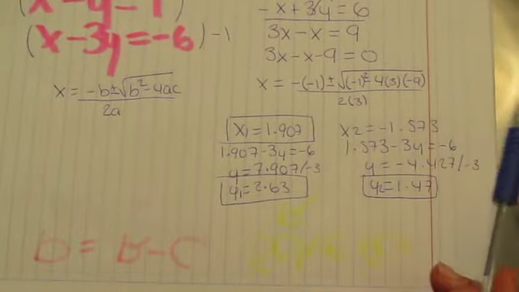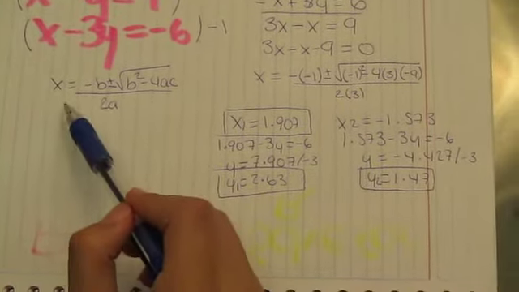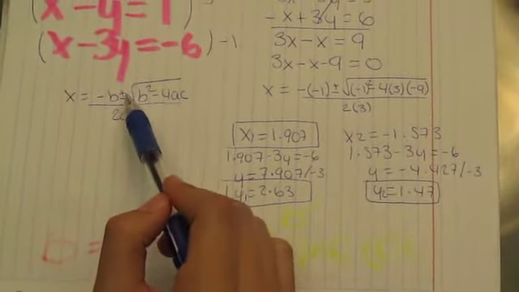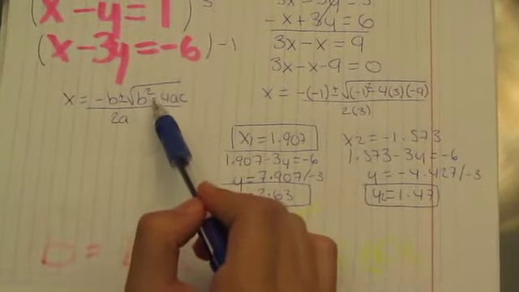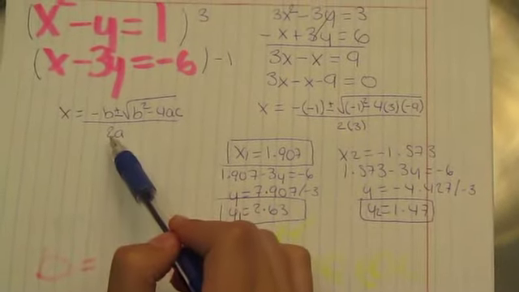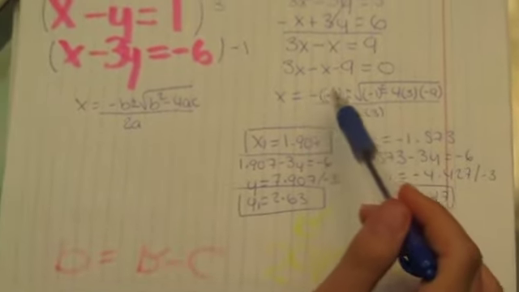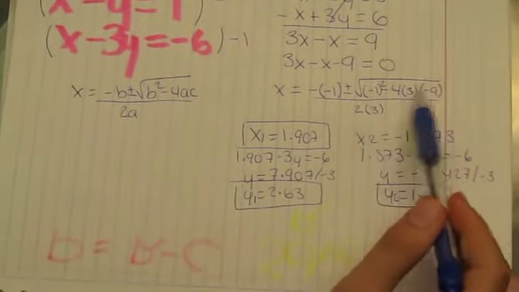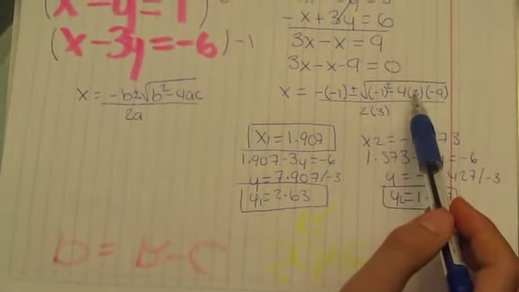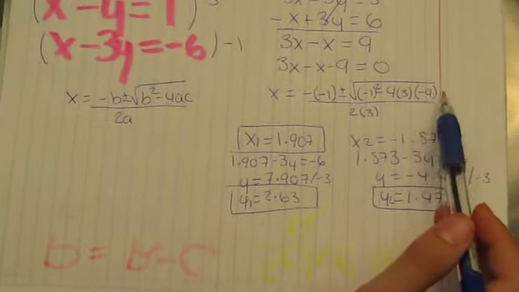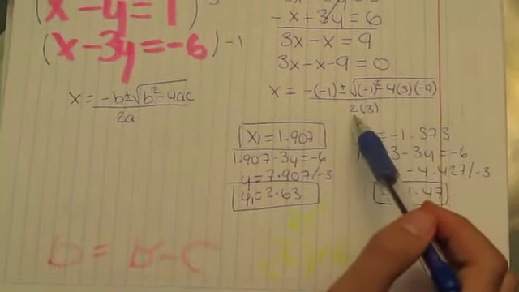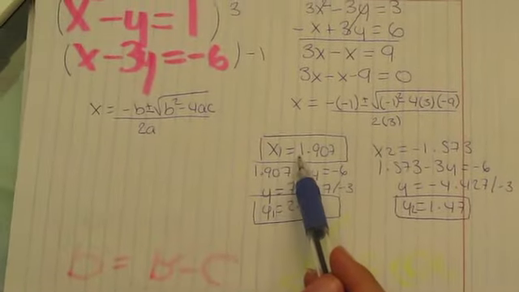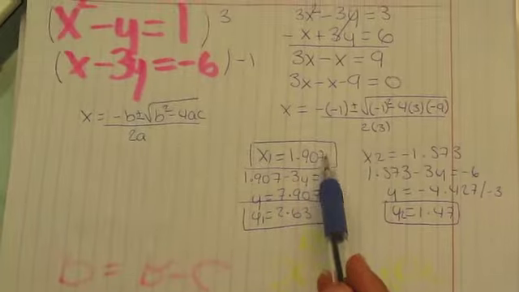Then you have to use the general formula, that is x equals minus b plus or minus the square root of b squared minus 4ac over 2a. So it's going to be x equals minus minus 1 plus or minus the square root of minus 1 squared minus 4 multiplied by 3 multiplied by minus 9 over 2 multiplied by 3, and the first one is going to be 1.907.